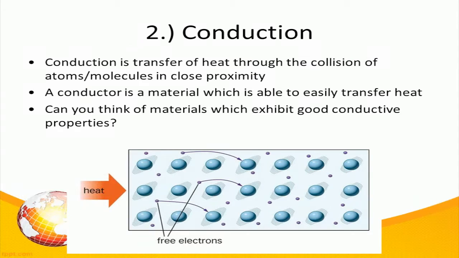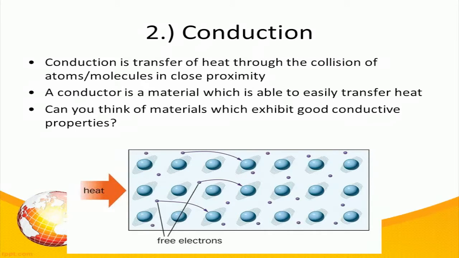The second mode of heat transfer is conduction. Conductive heat transfer occurs through the collision of atoms or molecules in close proximity. A conductor is a material which is easily able to transfer heat through these interactions. Can you think of materials which exhibit good conductive properties?